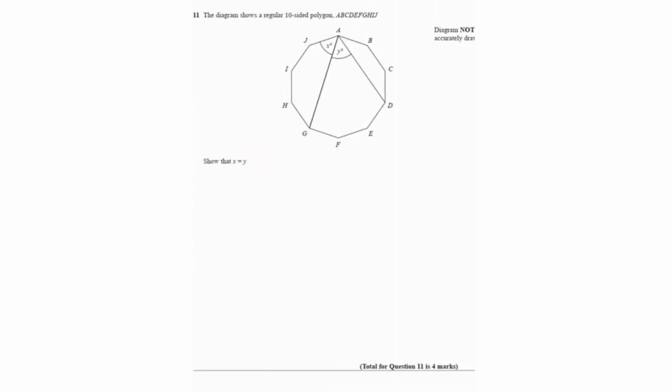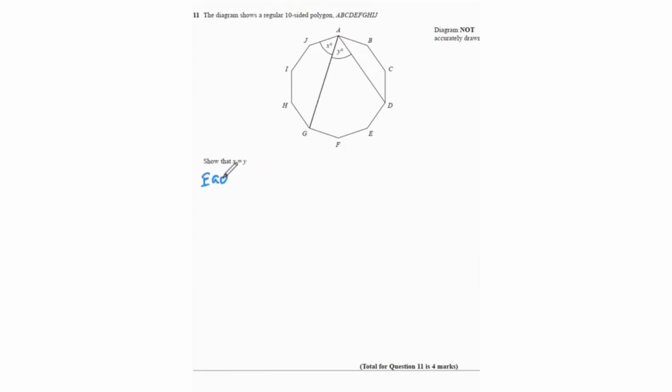Then in question 11, it says the diagram shows a regular 10-sided polygon. Now this is a regular polygon. A, B, C, D, E, F, G, H, I, J. We have to show that x equals y. If it's a regular polygon, that means the interior angles are going to be the same. So let's first begin with finding the value of each interior angle for the polygon.